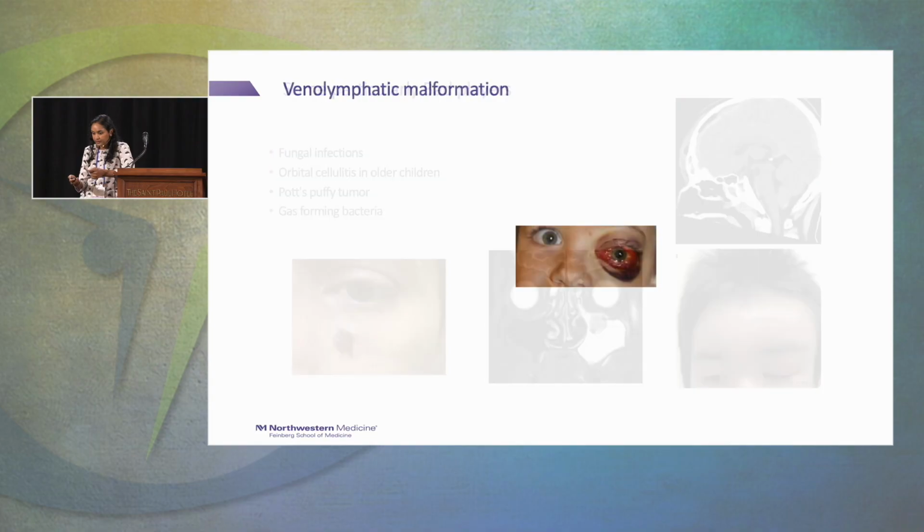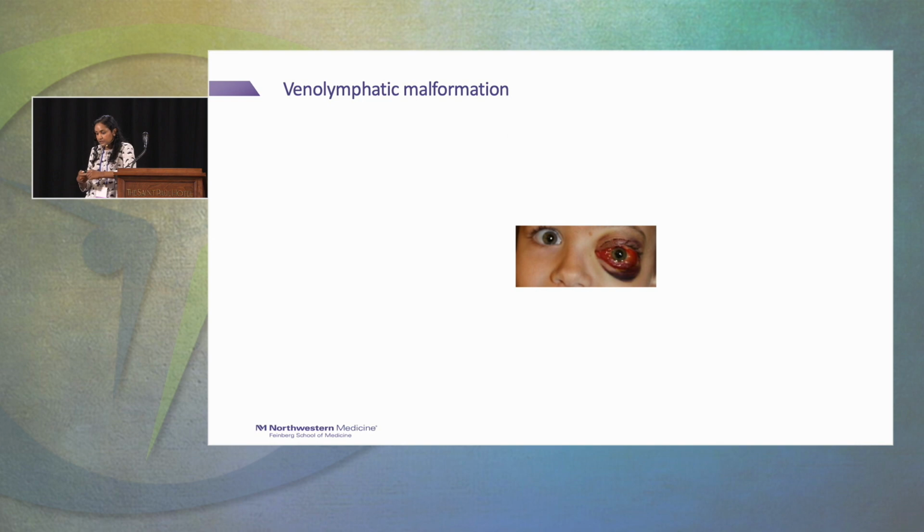Okay. So this is a young child with a chronic venolymphatic malformation that abruptly bled in the context of him having a viral illness. So venolymphatic malformations or other vascular malformations are another cause of acute orbital compartment syndrome.